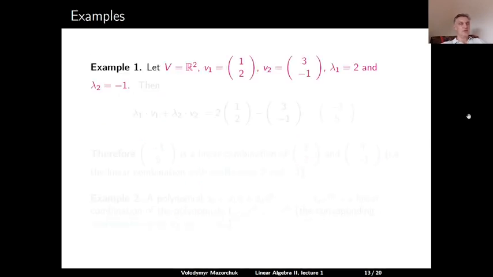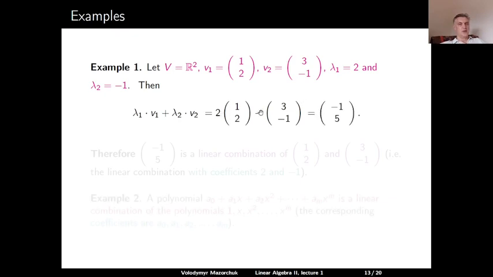Example 1, consider the vector space R to the power 2. Let v1 be the vector (1, 2) and v2 be the vector (3, -1). Take the coefficients lambda 1 to be 2 and lambda 2 to be -1. Then the corresponding linear combination lambda 1 times v1 plus lambda 2 times v2 is equal to 2, which is lambda 1, times the vector (1, 2), which is v1, and then minus, because lambda 2 is -1, the vector (3, -1).